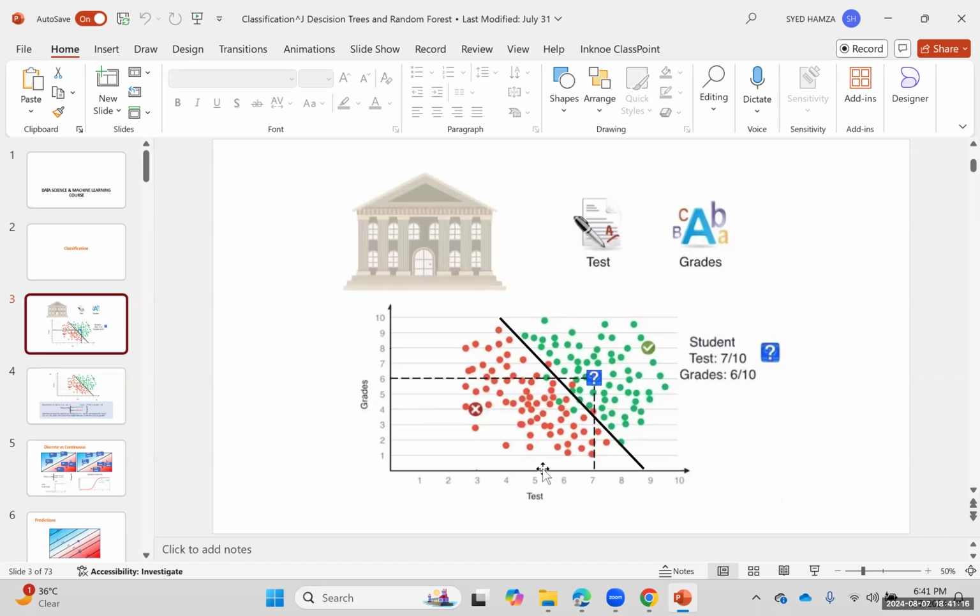When you plot the data here and you see these different dots, some of them are in the pass region like this one, some of them are in the failed region like this one. So how do you create a boundary to divide these different regions in the data? If a student has 7 out of 10 in grade 6 or 7, something here, how do you know whether this person is going to pass or fail?